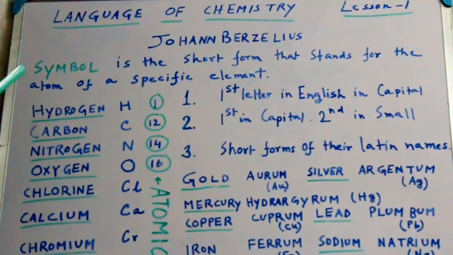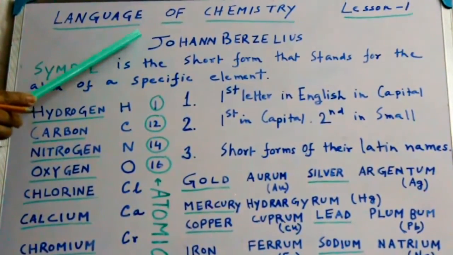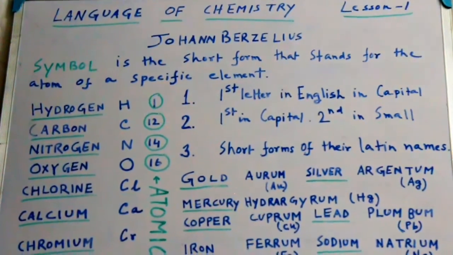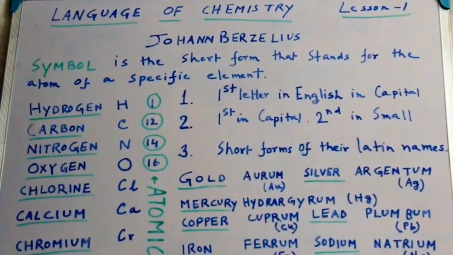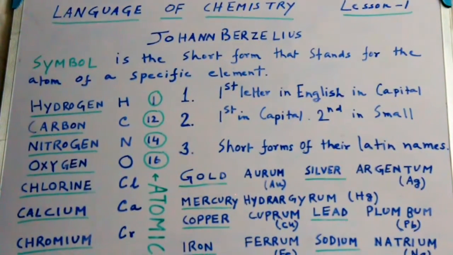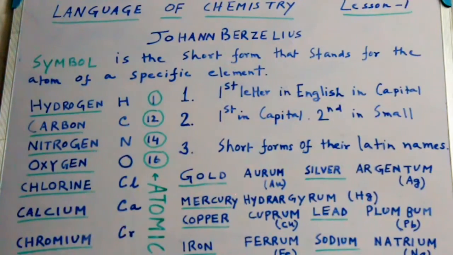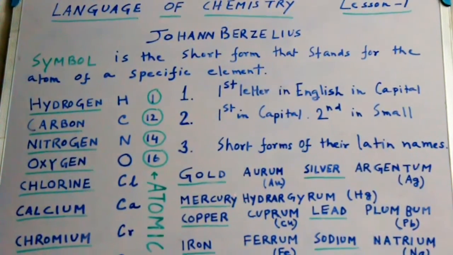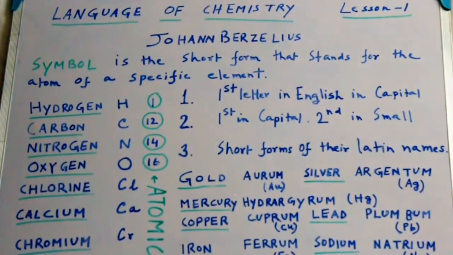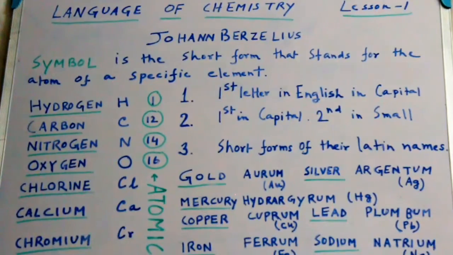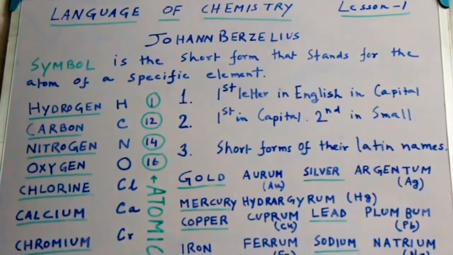First, we will start with Johann Berzelius. Johann Berzelius suggested that the initial letter of an element written in capitals should represent that particular element. So we have approximately 118 elements starting from hydrogen. Now the symbol of hydrogen is H.